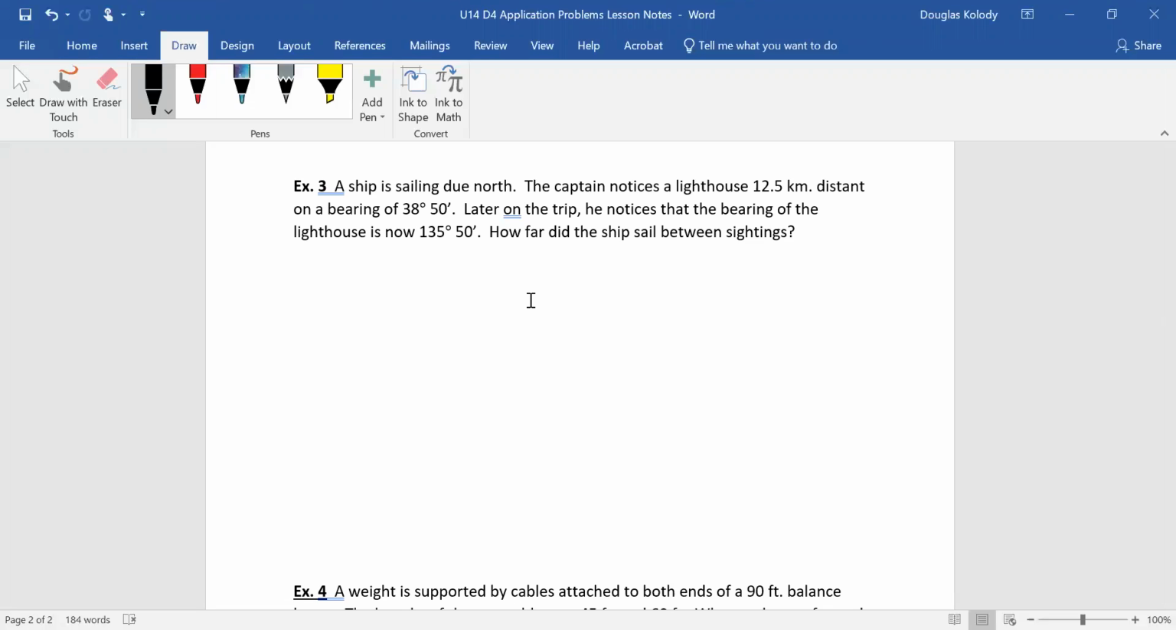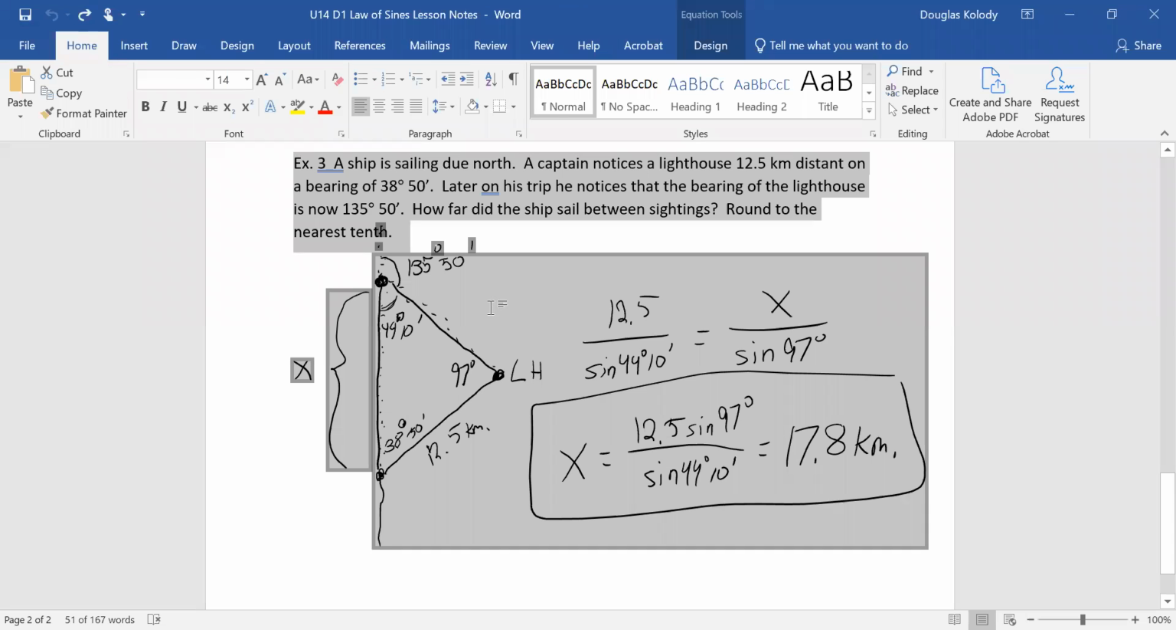Time out. This question looks and seems so familiar. It's almost as if we've seen it before. I don't know where. Right here. Look at that. It's the exact same question which we did on Unit 14 Day 1. It was a law of sines lecture. Holy moly guacamole. Yeah, I know. I just gave you the same exact problem.